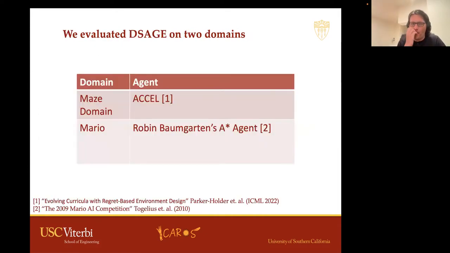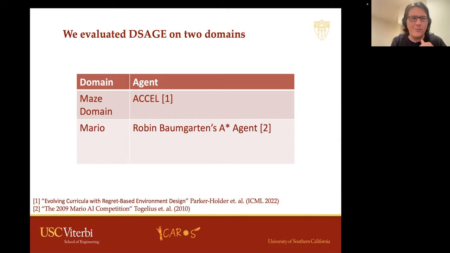We also started getting really curious with your group and ACCEL and all this open-endedness work for getting these really robust agents. And we thought it would be interesting to try using DSage against one of those agents. So we're thankful that Jack sent us the ACCEL agent to train on. This is also an A-star agent that's still state-of-the-art on Mario. So if you have PCG in the mix for Mario, RL still doesn't win. This A-star agent still wins.